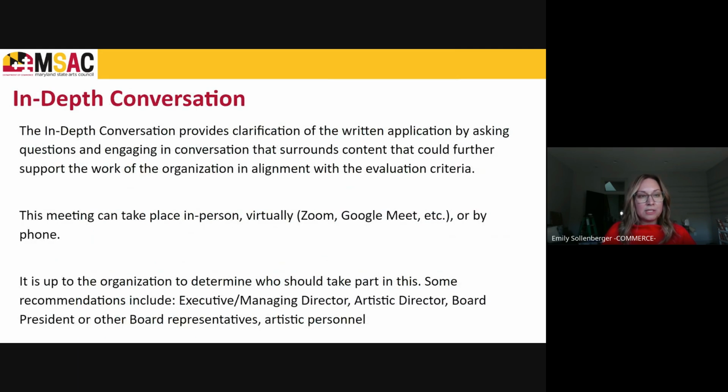The second extension assignment is the in-depth conversation. So this is a little bit different. The panelist connected to the in-depth conversation is really looking to help clarify any questions that might come up with the written application. So the conversation would be centered around any of the written application questions or things that panelists might want a little bit more information and clarity around.